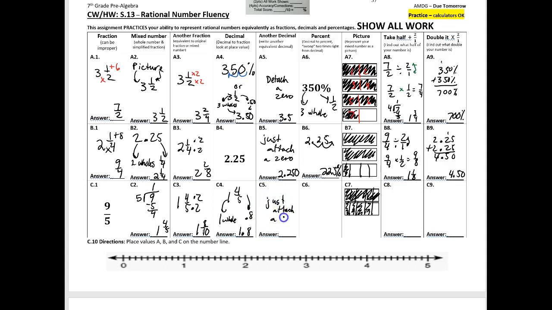Just attach a 0. For this last one, which is 1.80, and again for decimal to percent, start from the decimal, swoop 2 times to the right. So empty space gets a 0, 180%. Sorry about not having the answer line there. For take half, I'm actually just going to take half of the percentage this time. I know what half of 180 is. Just think of half of 18. If half of 18 is 9, half of 180 is going to be 90%.